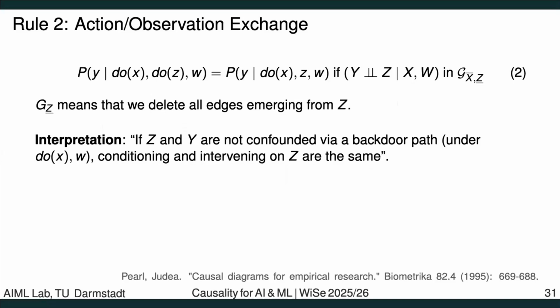So then, and this is where this notation maybe makes a bit more sense, because here we are cutting all arrows into X, and here this underscore basically means that we cut all edges that go out of Z. This is similar to the rule before, but here it's not that we can delete an observation, but rather this tells you under which conditions we can get rid of a do operator, so where we can exchange a do set by a simple set.